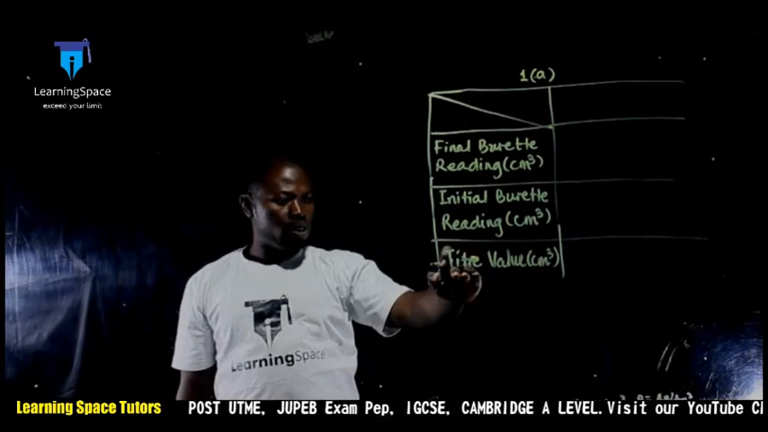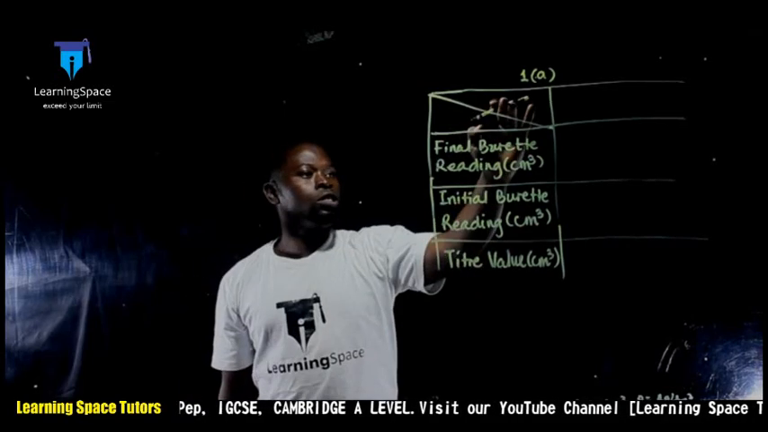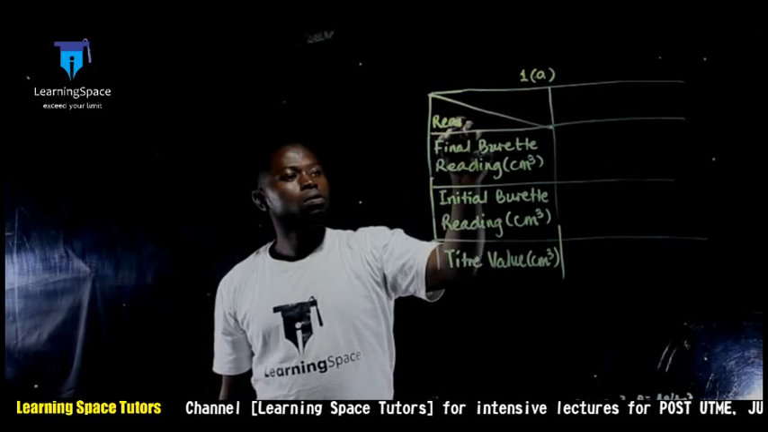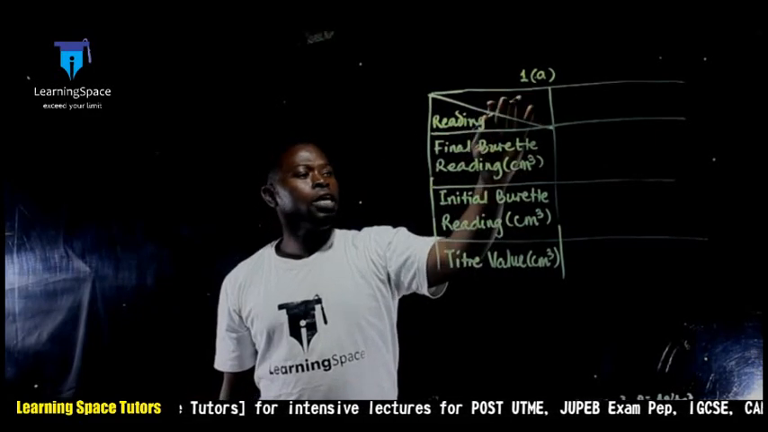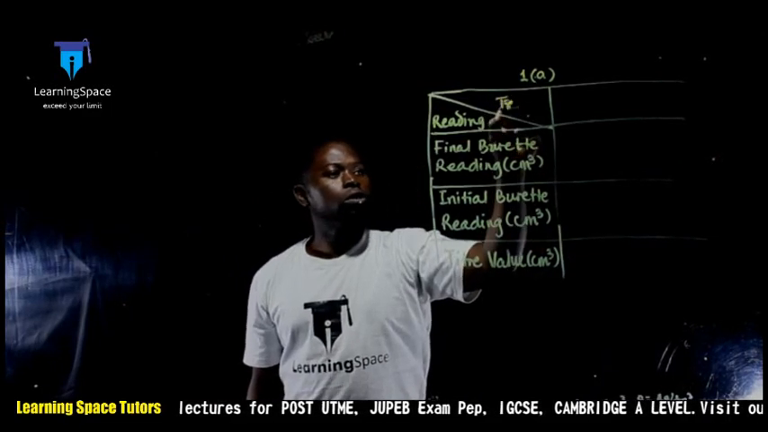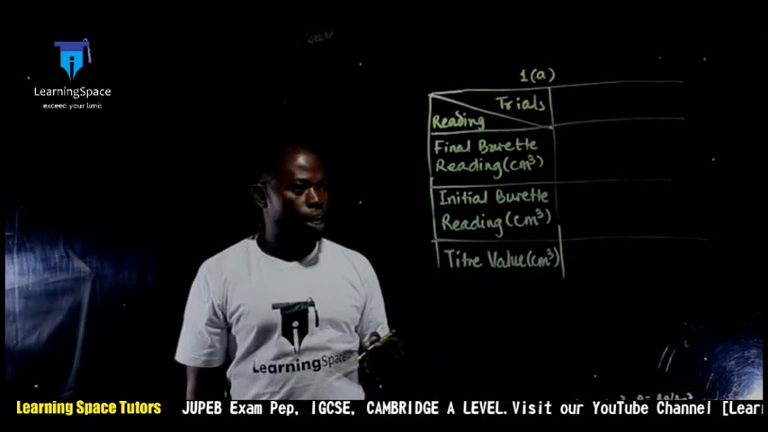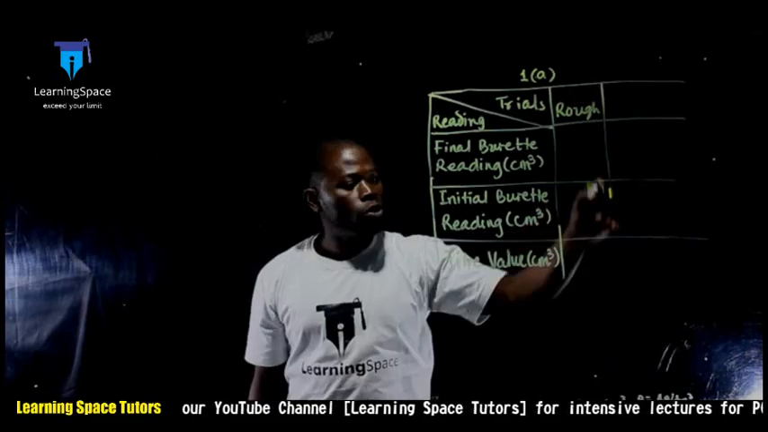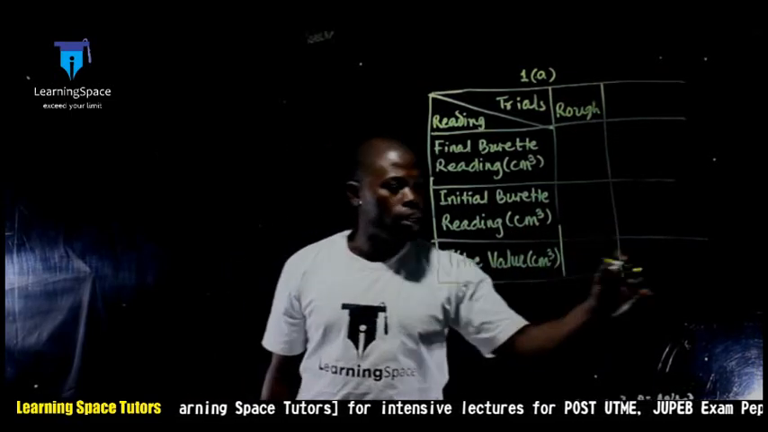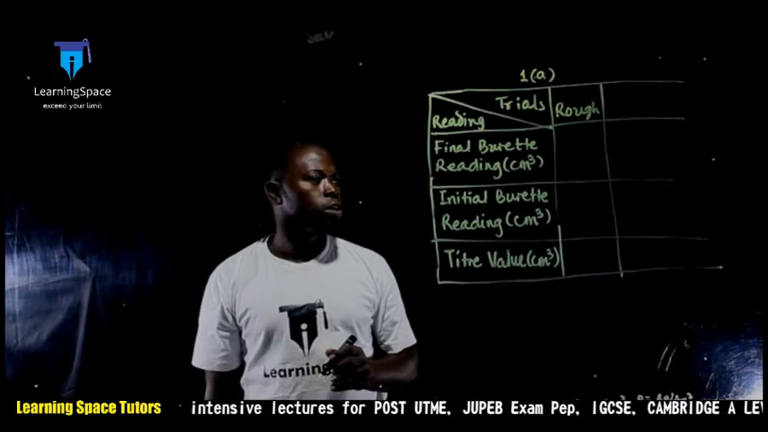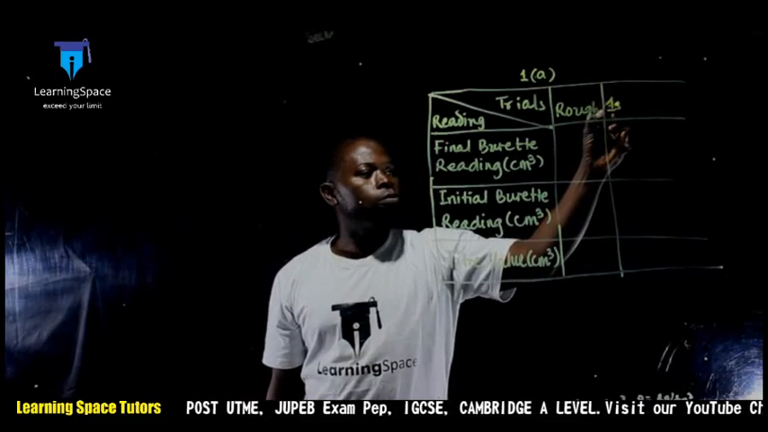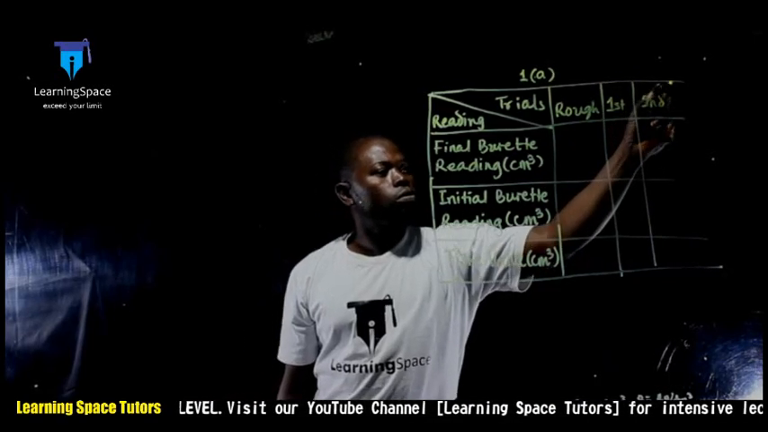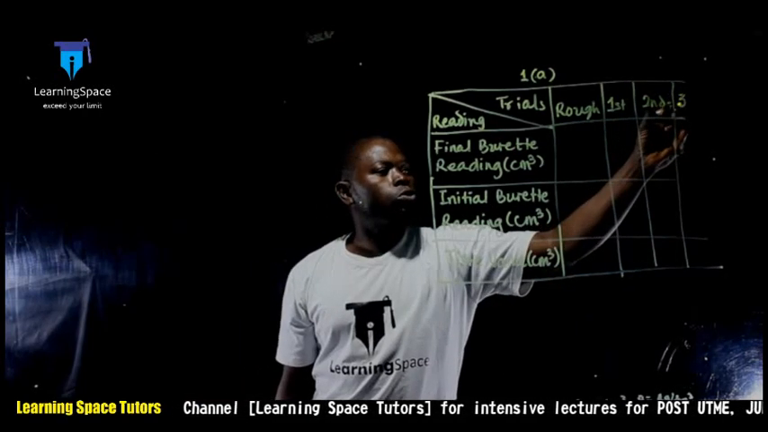Okay, now at the top here, we'll divide this into 2. This vertical section is for the readings, and this horizontal section indicates the trials. In the trials, the very first one is going to be the rough, which you are going to cross out in order not to confuse the examiner that it is part of your main reading. Then we have the first trial, second trial, and the third trial.